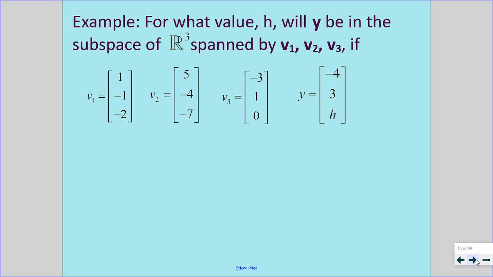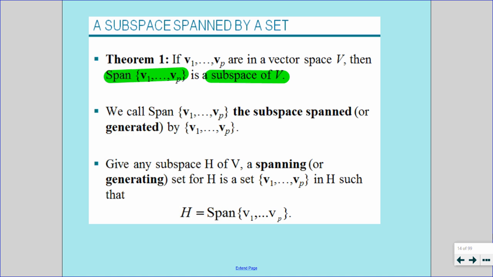All right, so let's take a look at an example. This one states, for what value H will Y be in the subspace of R3 spanned by V1, V2, V3? Now, this is a problem we've done many times before, but now it's just using the language subspace. So it's asking, how can I generate Y through a linear combination of V1, V2, V3? So what must H be in order for Y to be in this span? So let's take a look.